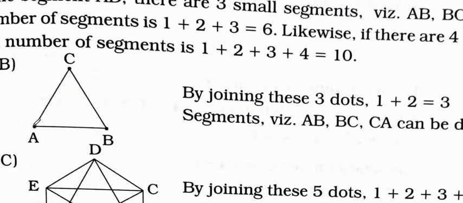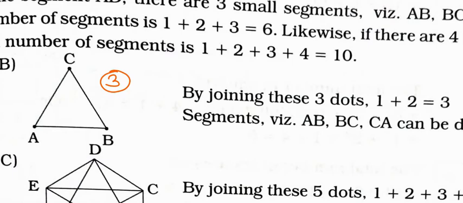By joining points A, B and C, those 3 dots, how many segments can be drawn? Now see here, very easy. How many points are there? CA, AB and BC. How many segments can be drawn? 3 segments can be drawn, because these 3 points are non-collinear.